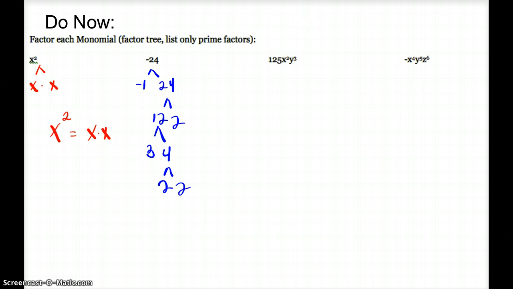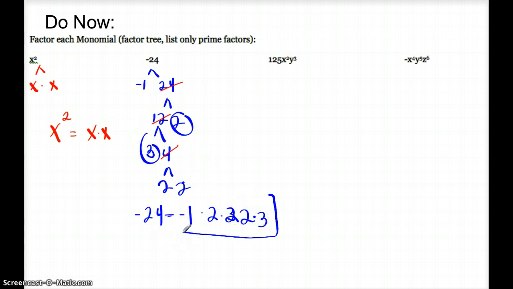I'm going to cross out the ones that are not prime. Those are composite numbers, so I don't want those. So negative 24 is equal to negative 1 times 2 times 2 times 2. It's 3 of them, so 1, 2, 3 twos, and a 3. Okay, so this is what I'm looking for. You have to be able to do that.